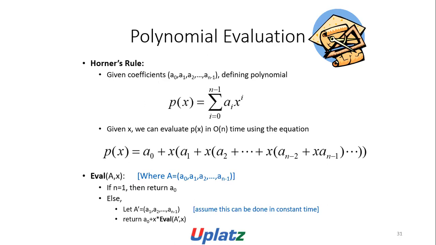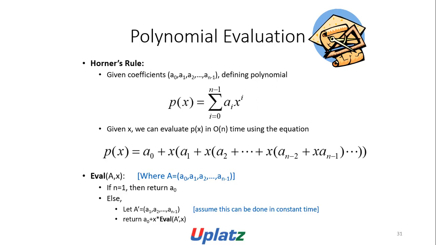Given x, we can evaluate P of x in order n time using the equation P of x is equal to a naught plus x into a1 plus x into a2 plus and so on up to x into a n minus 2 plus x a n minus 1. Eval of A and x, where A is equal to a naught to a n minus 1. If n is equal to 1, then return a naught. Else, let A dash be equal to a1, a2, up to a n minus 1.